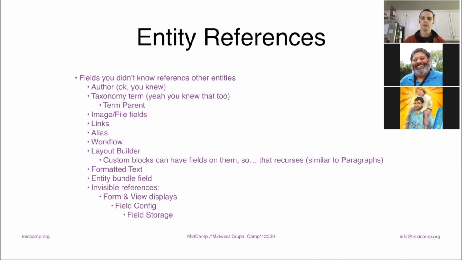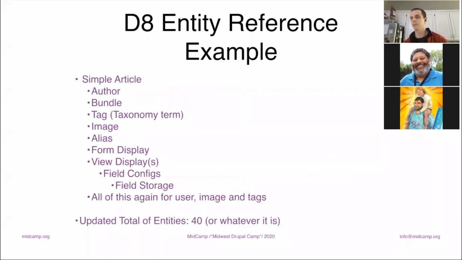So let's talk about a simple article. I went ahead and put this one out here all at once so we can process this. We've looked at a lot of these fields already, but obviously a simple standard Drupal article as it comes out of the standard install profile is going to have an author, a bundle, a taxonomy term in the form of tags, image, alias, form display, view display, field config, and field storage. And then it's going to do all of that again for every user, image, and taxonomy term that's associated with this.